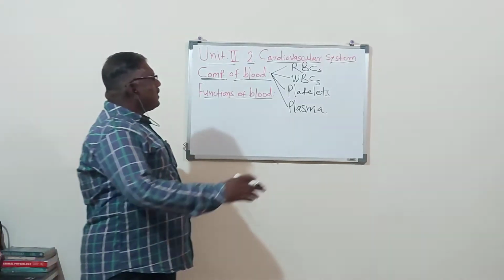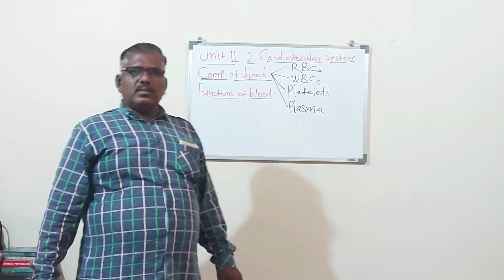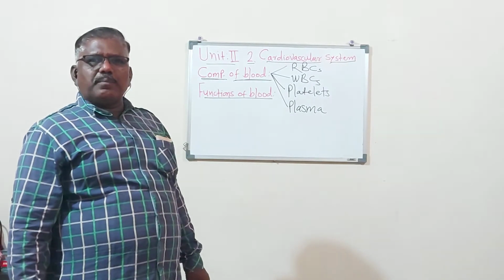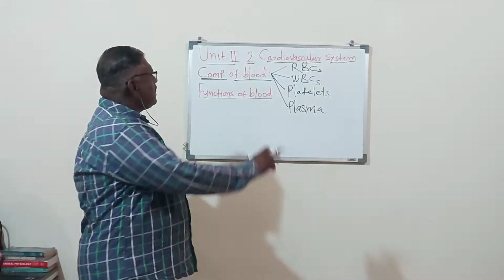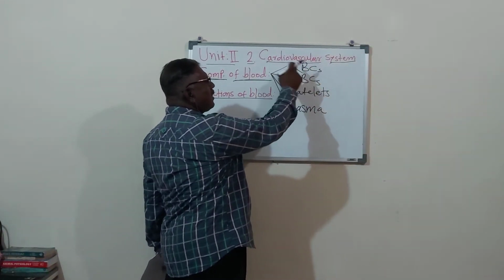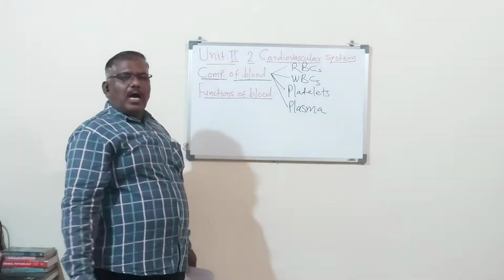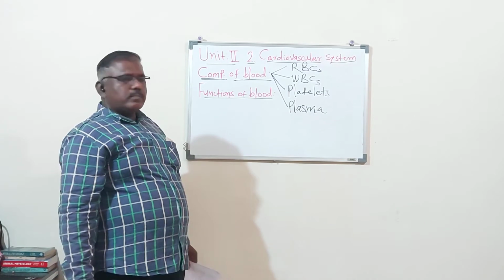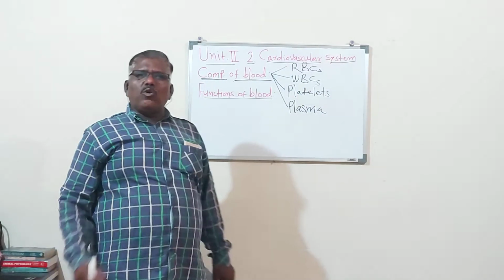Now again we can study the RBCs. This is also called the erythrocytes. Erythrocytes is nothing but the RBCs in short form, in abbreviation, RBCs. It means R for red, B for blood, C for corpuscle, and s for the plural. RBCs are red in color because hemoglobin is present.